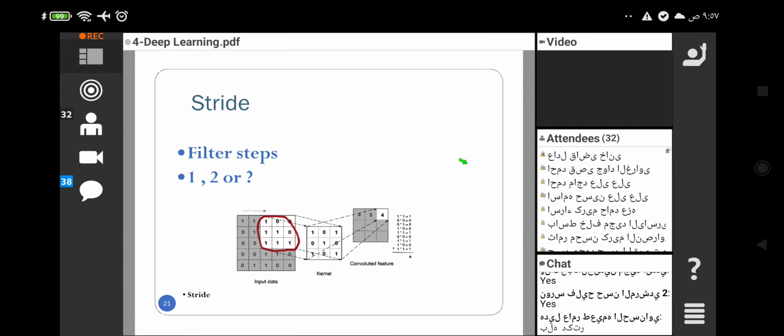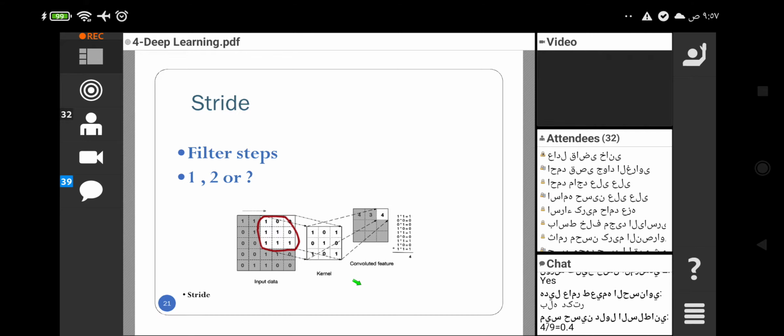So each item is being multiplied by another item. We don't multiply row by row; we multiply each item. Now, about the filter step, what does this mean?